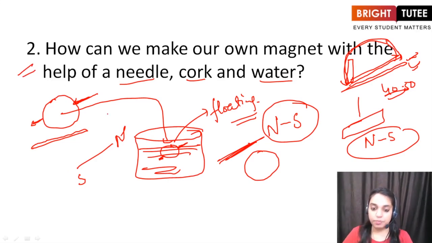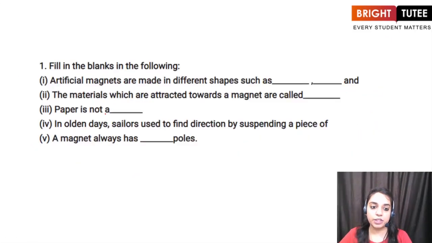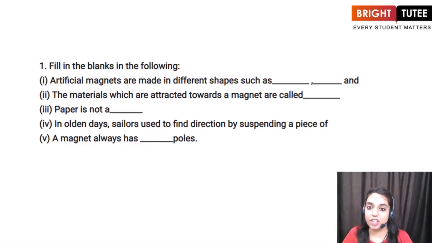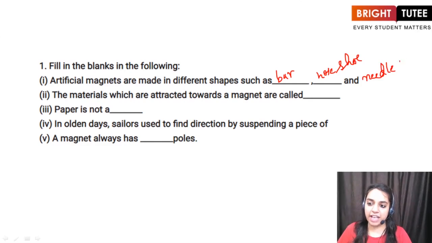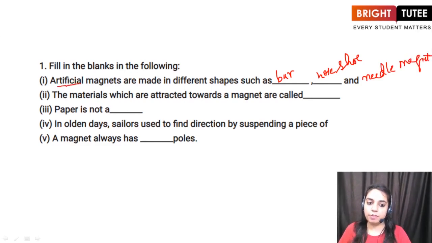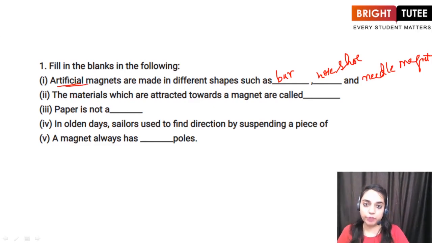Okay, so let us now move to the next question, which is fill in the blank type question. First question is, artificial magnets are made in different shapes. What are the different shapes can be? We can make a bar magnet, we can make a horseshoe magnet, or we can create a needle magnet, which is used in compasses, right? Needle magnet. So we can make any shape, and these artificial magnets, children, these are much more powerful as compared to the natural magnets.